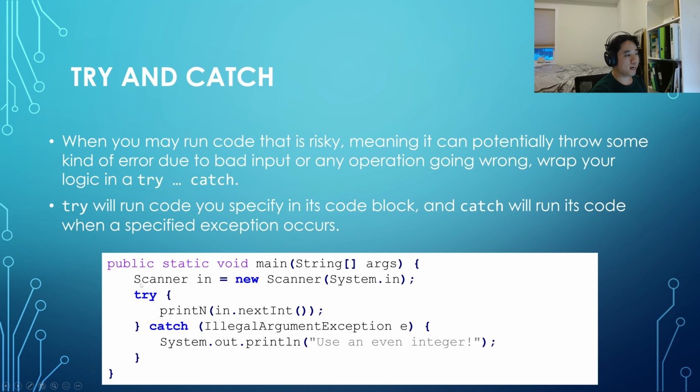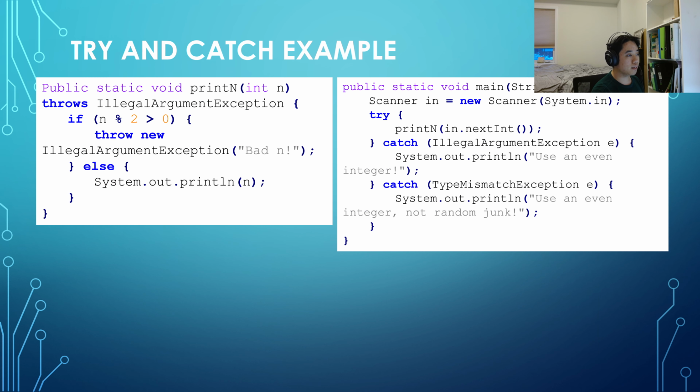So the try part will run the code you specify in the code block, and then catch will run the code that you write when a specified exception occurs. For example, I have a scanner input and I just take an input. I tried to use the printN method from the last slide, which cannot take odd integers. If I catch that there's an IllegalArgumentException happening there, I would just print out "use an even integer" instead of just crashing the program, which is what happens by default. So here is an example using try and catch.